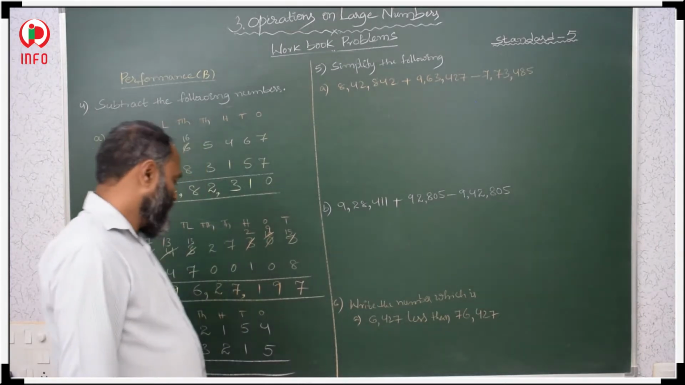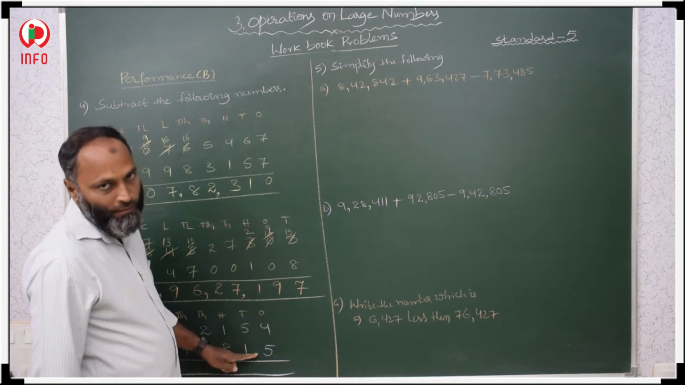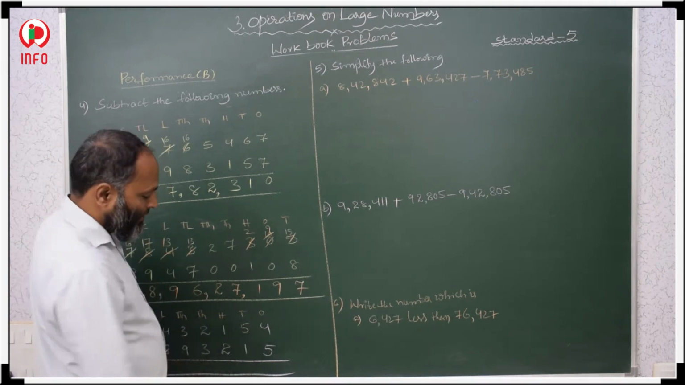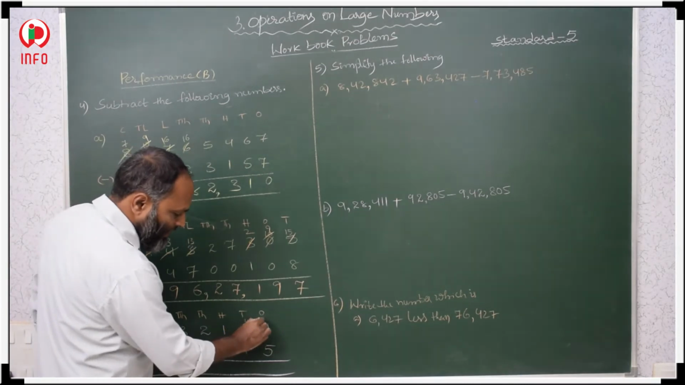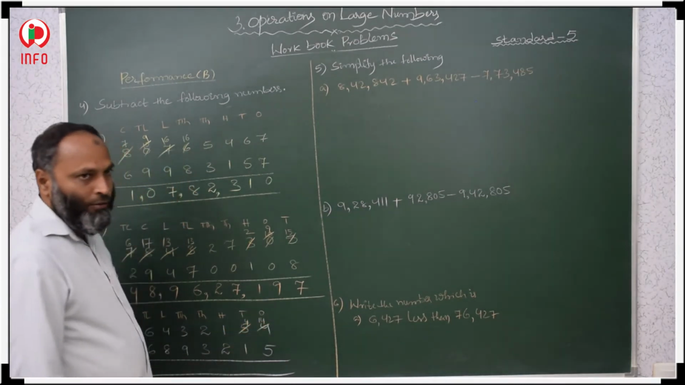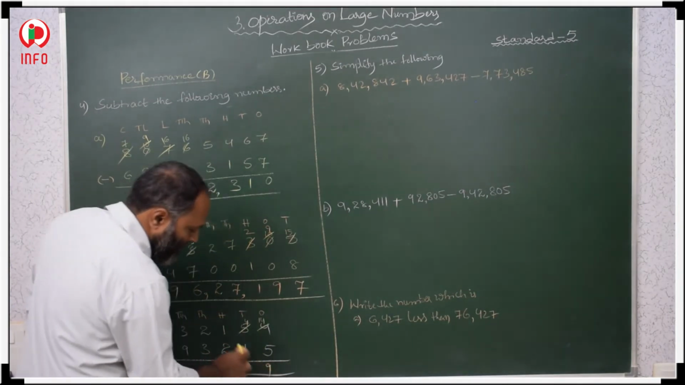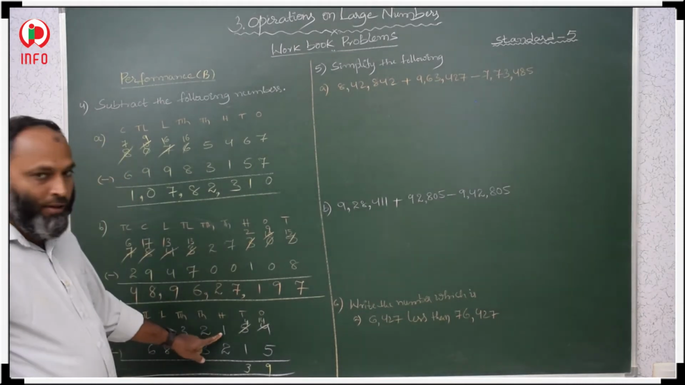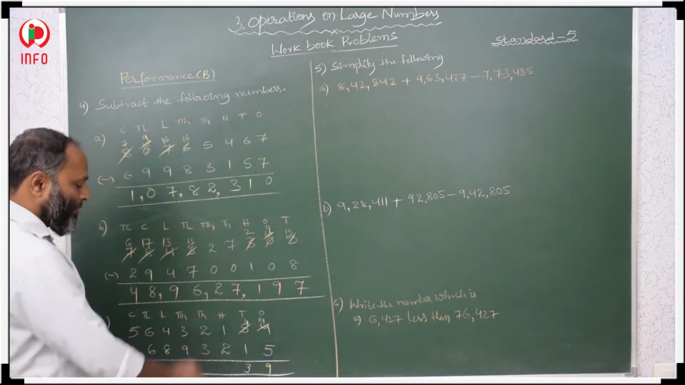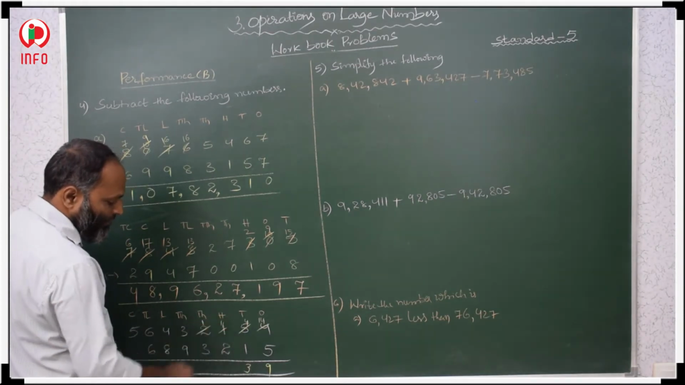Now, here 4 minus 5. So minuend is less. Take borrow from the next place. It is decreased by 1. It is increased by 10. 14 minus 5 is 9. 4 minus 1 is 3. And again here 1 minus 2, it is less. Borrow from the next. It will increase by 10. It will decrease by 1.